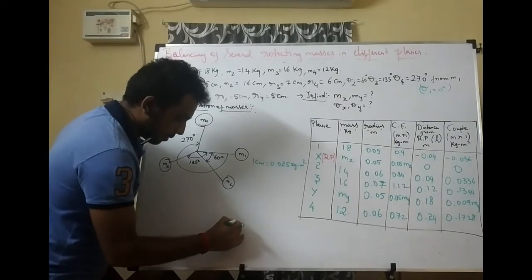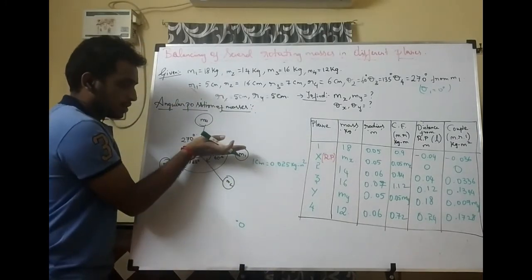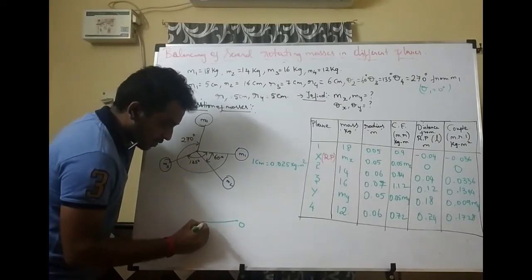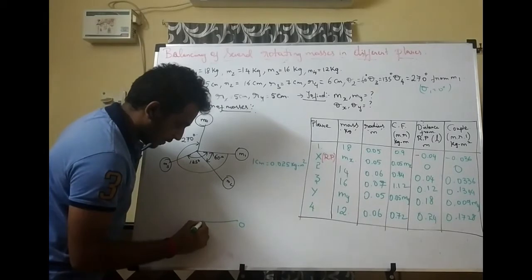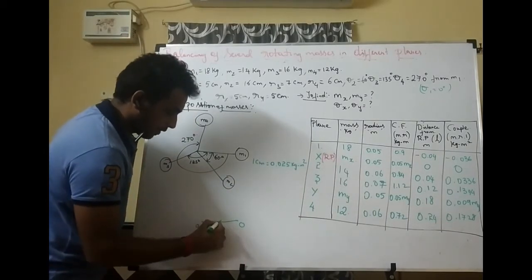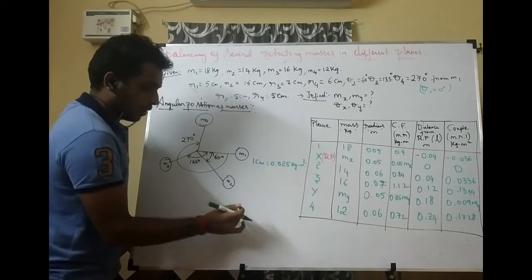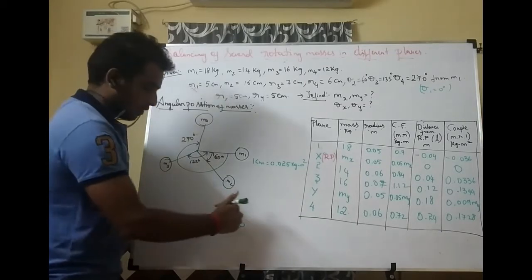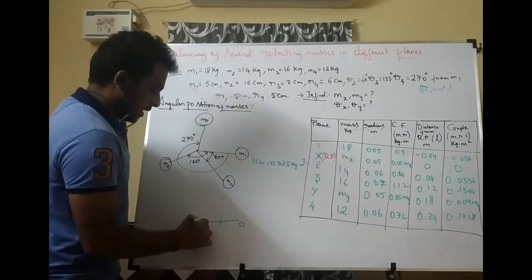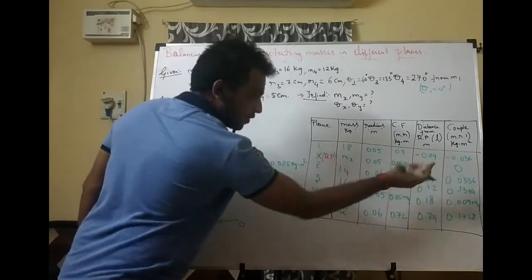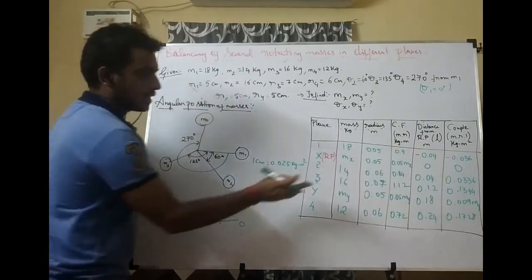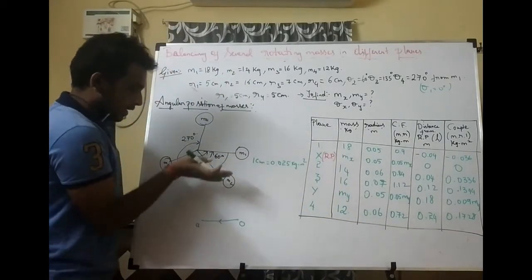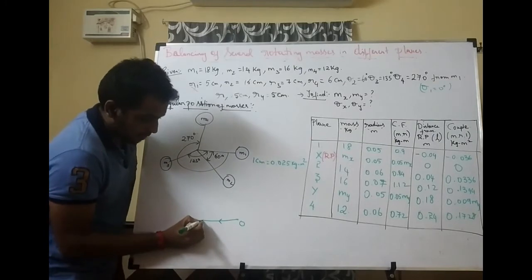So parallel with respect to M1, I am going to draw the OA vector. That is our OA. Since it is in the negative direction, it is radially inward, so we are drawing in the opposite direction. And x we don't know, so we need not consider x. Then we go to mass 2, which is located in this direction, so we are going to draw our mass m2.